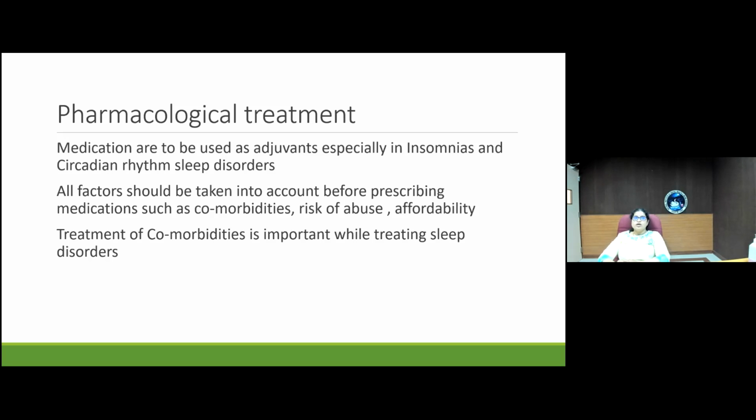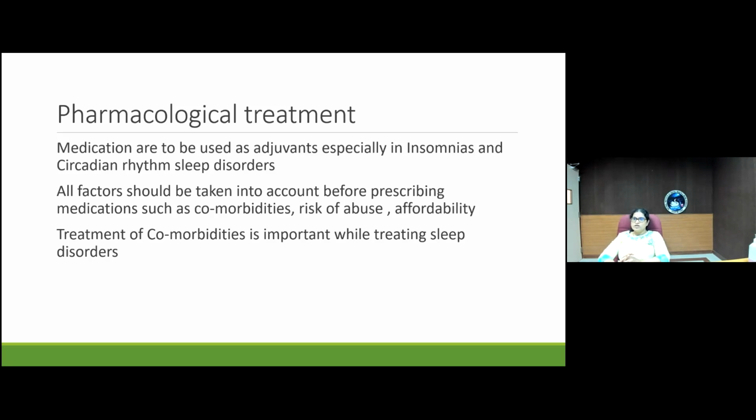Pharmacological treatments. Medications are often used as adjuncts, especially for insomnias and circadian rhythm sleep disorders. All factors should be taken into account before prescribing medications such as comorbidities, risk of abuse, and also affordability.